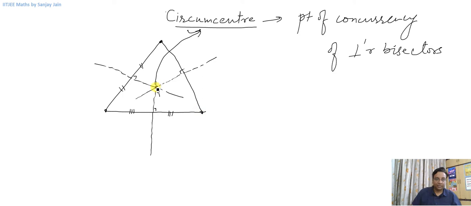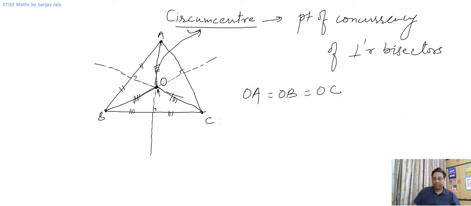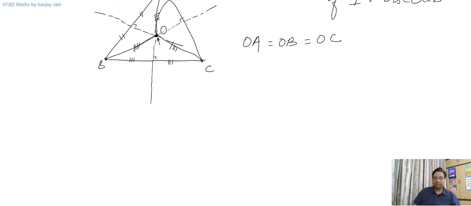Now this circumcenter is equidistant from the three vertices of the triangle. What I mean is that this distance is equal to this distance is equal to this distance, right? These distances are equal to each other. So circumcenter is equidistant from the three vertices. If I denote the circumcenter by O, and this is A, this is B, this is C, then I can say OA is equal to OB is equal to OC. Let me explain to you why it happens.